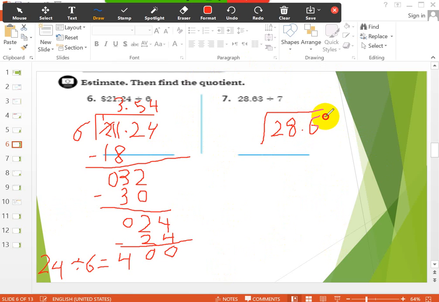Now 28.63 divided by 7. If you round this number to the nearest number I can divide by 7, the nearest number is 28, right? Now 28 divided by 7 equals what? Which number will I multiply with 7? The answer will be 28. It will be 4.